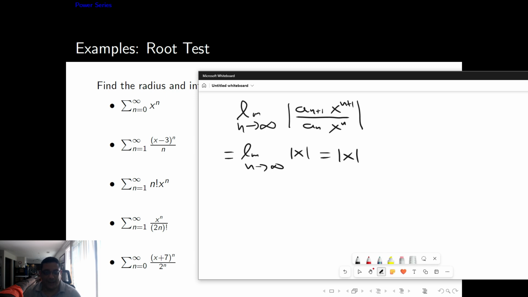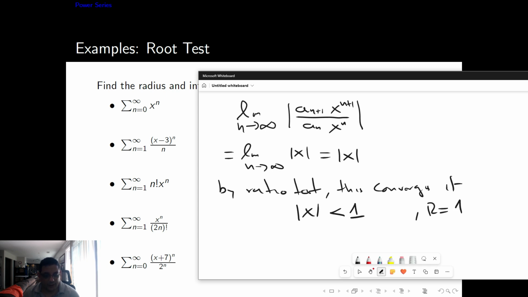And by the criteria of the ratio test, this converges if the absolute value of x is less than 1. So this limit is less than 1. This implies that my radius of convergence here is 1. Clearly this is centered around 0. So the interval of convergence is going to be 0 minus 1, 0 plus 1, or simply minus 1 to 1.